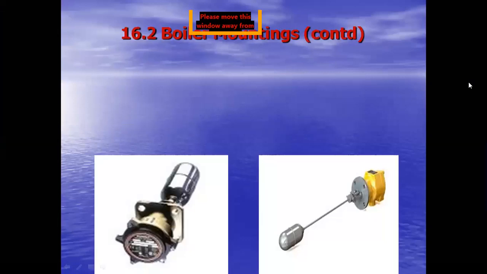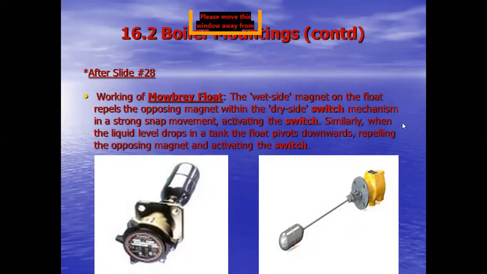A Mowbray float is basically a magnetic float. So this part of the float is inside the boiler. This is mounted on the boiler. You can have it in many places in the engine room. It could be on, say, your settling tank, the service tank, and also on the boiler. So basically, it is a magnetic on-off.